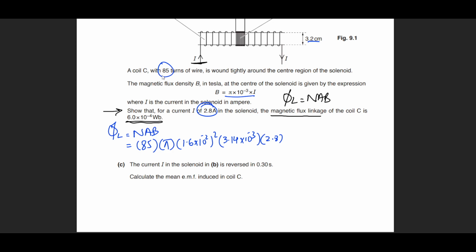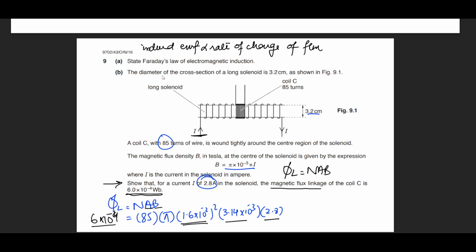Recheck your calculation first. If you still get the same answer, then put the answer over here, 6 into 10 to the power minus 4, and find out which variable you were confused about. What value is he putting over here so that he gets this answer? I'm sure that there is always going to be one variable that you're unable to figure out. So reverse engineer the problem, and whatever variable comes out, try to find where it exists in the question.